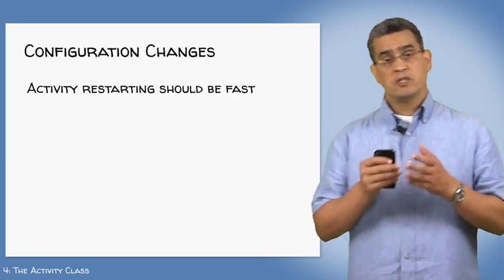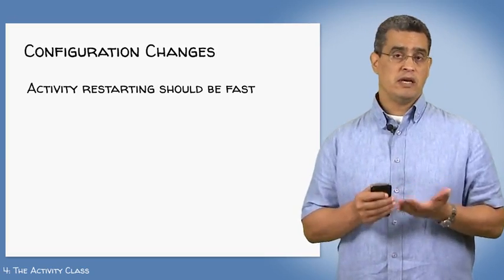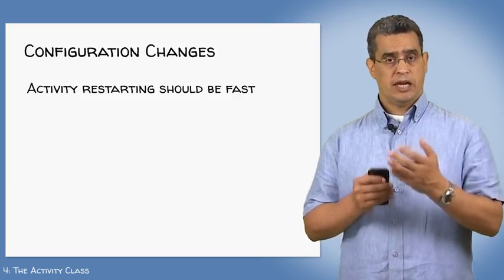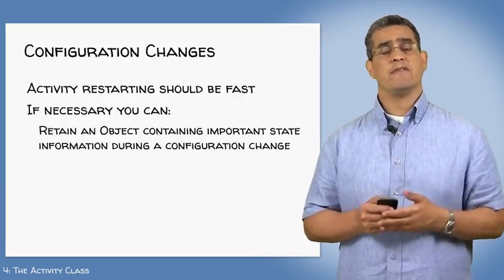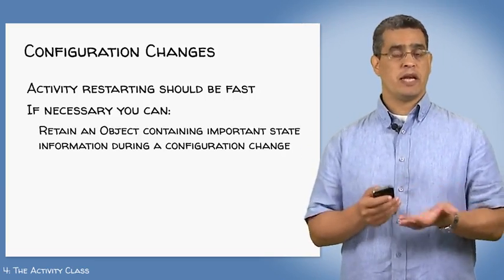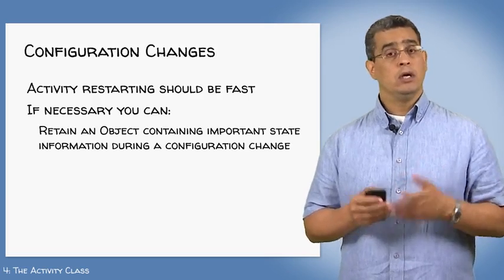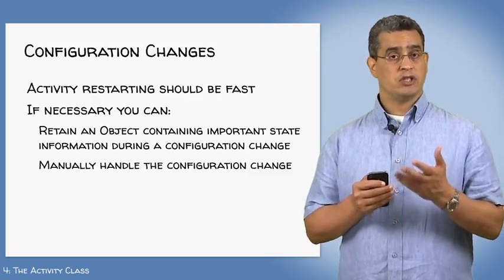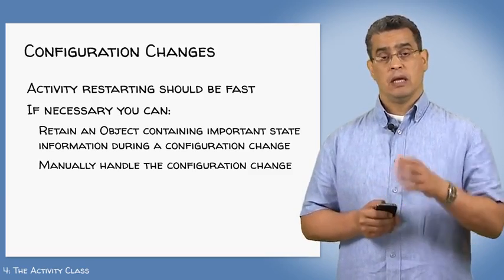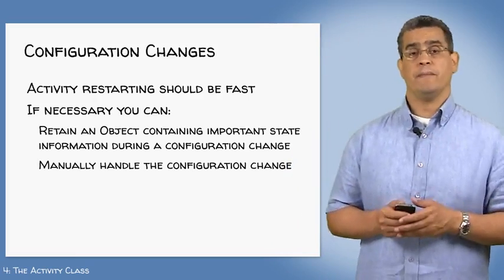So to improve the speed of configuration changes, if you need it, Android allows you to do two things. One, as the change is occurring, you can create and save an arbitrary Java object that essentially caches important state information. And two, you can manually handle the configuration change, avoiding the whole shutdown and restart sequence altogether. Let's talk about each one of those one at a time.